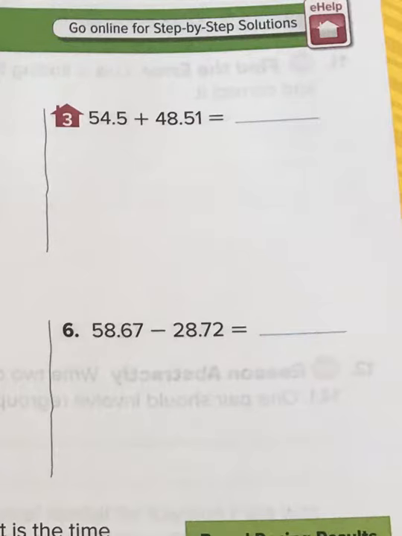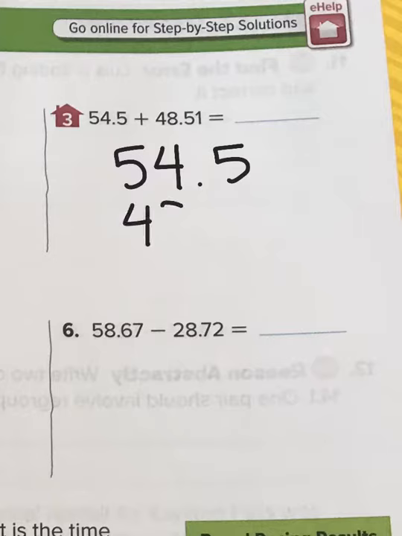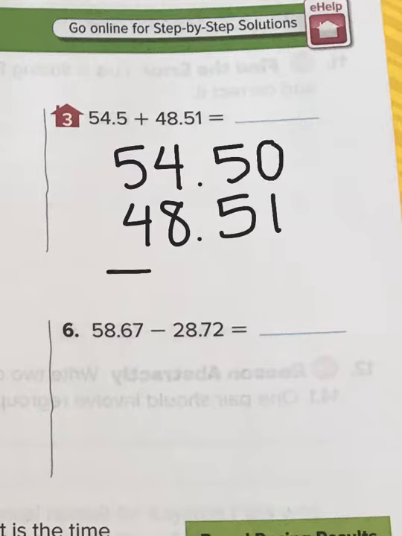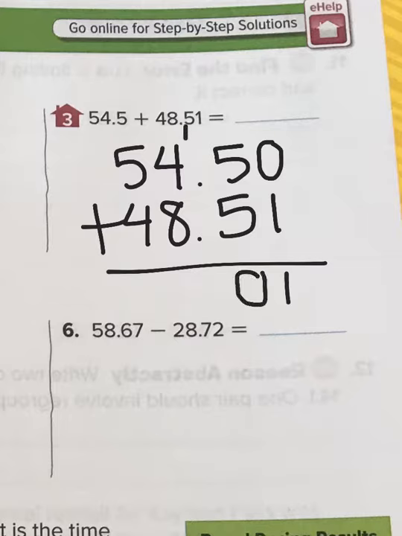In problem number 3, you have 54.5 plus 48.51. Line up your decimal places, and you can add a 0 in here to help you, and add together. And 0 plus 1 is 1, and 5 plus 5 is 10, so you have your 0 and you carry your 1, and then 8 plus 4 plus 1 gives you 13. Your 3, carry your 1. 5 plus 4 plus 1 is 11. 113.01.